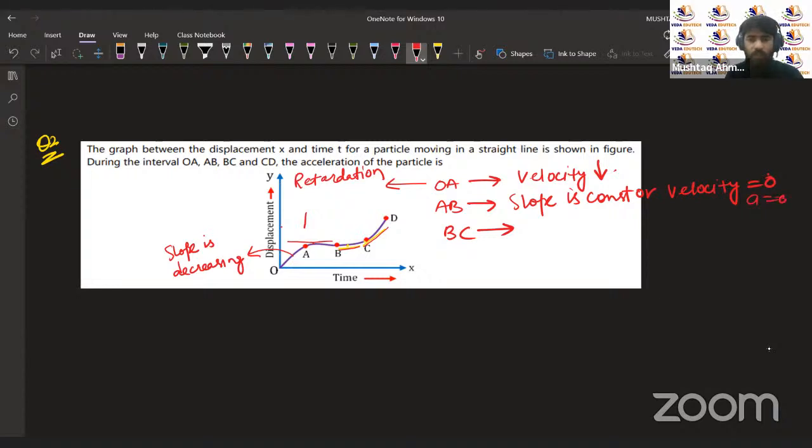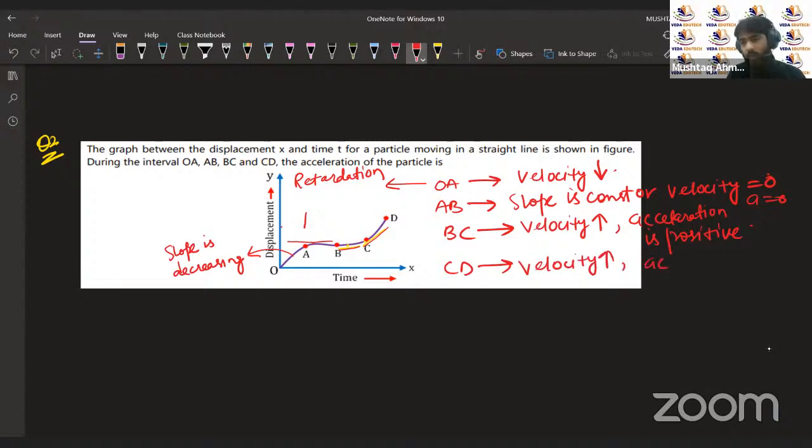From B to C, the velocity is increasing. Or we can say acceleration is positive, right? It's not a retardation. And from C to D, once again, velocity is increasing. Or we can say acceleration is positive here, along the direction of velocity, right?